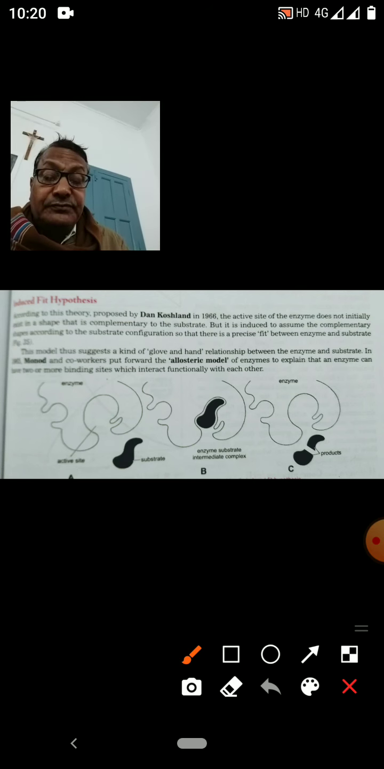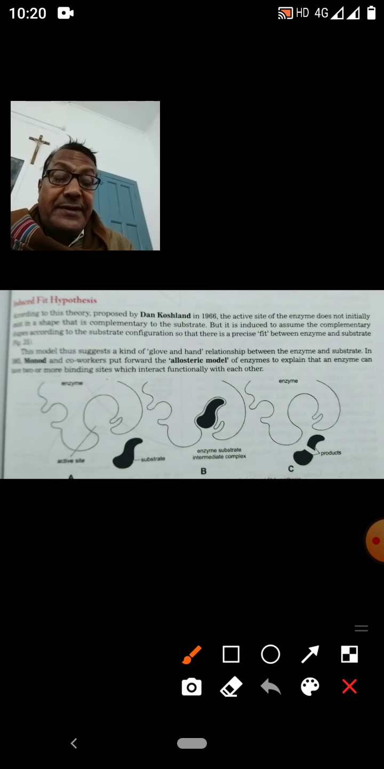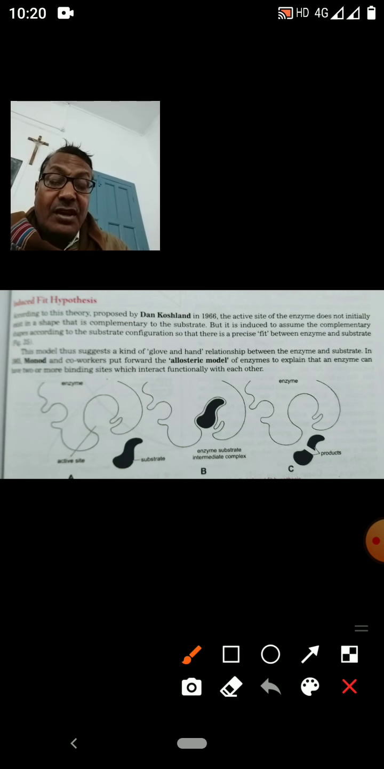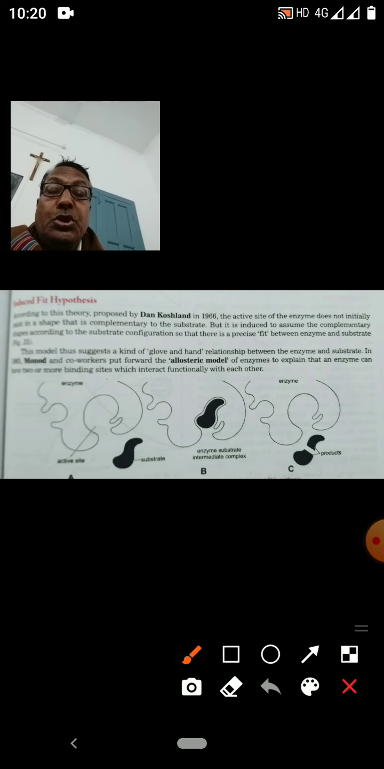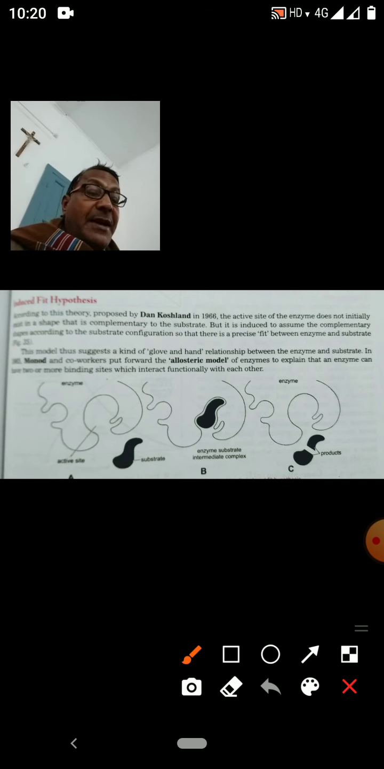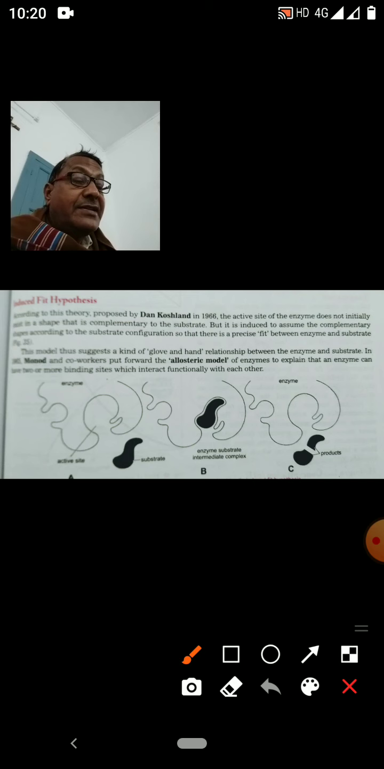This model is also called the glove and hand model, and by Monod and his co-workers, there is the allosteric model. In the allosteric model, each molecule of enzyme has two or more binding sites which interact with each other. So these are the two theories to explain the mechanism of enzyme action. The first theory is the lock and key hypothesis, and the second theory is the induced fit hypothesis.